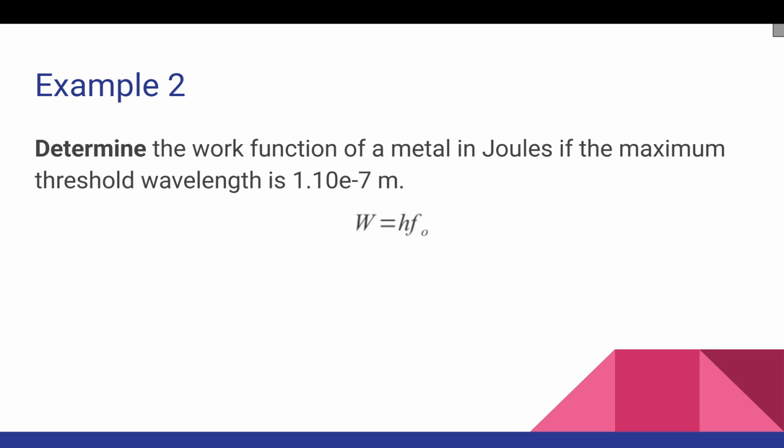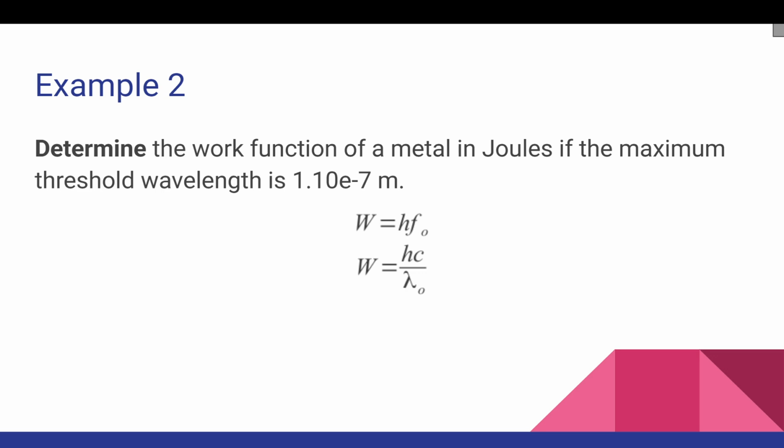It also means that just like I have a formula that says E equals hf, which can also be shown as E equals hc over lambda, I can do the same thing with this formula because they have the same core construction, if you want to think of it that way. So work function equals hc over lambda naught. That's the maximum threshold wavelength.